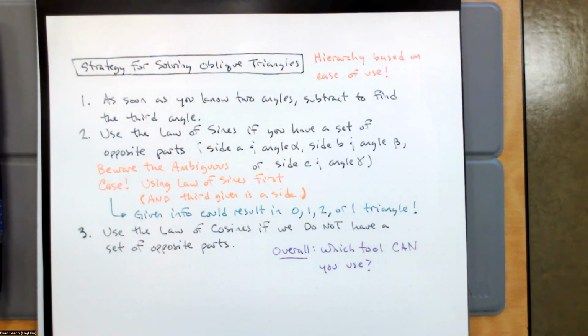Remember, as soon as you have 4 pieces of information about a triangle, you necessarily have a set of opposite parts, so you should probably just use the law of sines because it's easier, it's smaller to work with. All right, let's take a break, come back and do a couple of examples of solving oblique triangles.